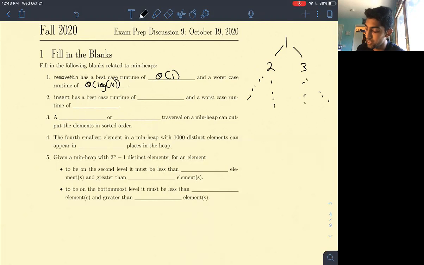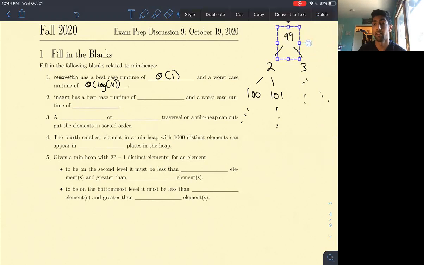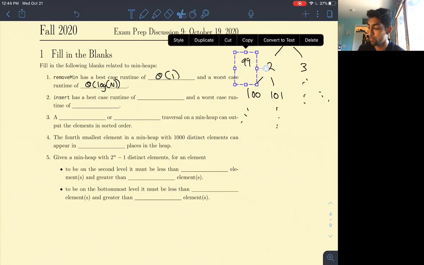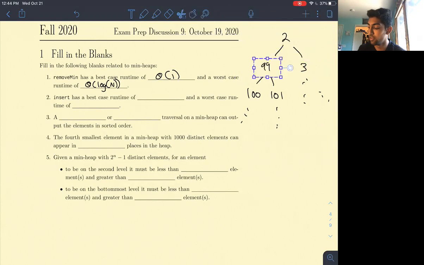Suppose we have this min heap and we have 2 over here, and then we have some really big elements that are children of 2. Let's say 100 and 101, okay? And then let's say that the rightmost bottommost element is the number 99, okay? What'll happen here is we'll call remove min, 1 will leave. Then we'll promote 99 to the top, right? Then 99 will swap with 2, and then 99 will stay right here at the second level, okay?